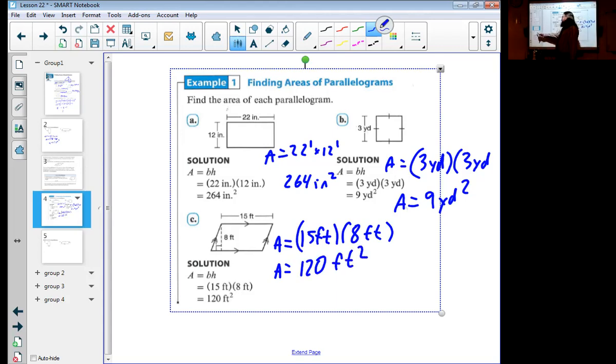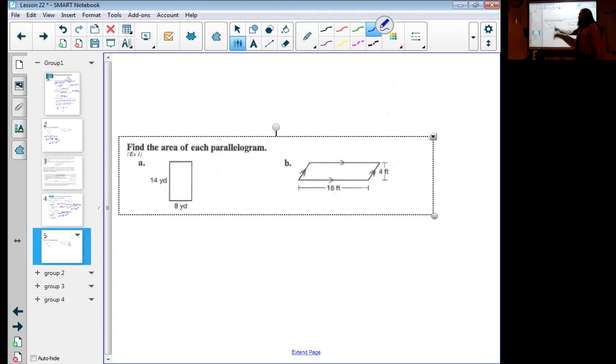So now going back to our questions from before, we already did A, so we don't need to worry about that one at this point. But B, we now know that the base is 16 and the height is 4. So on any papers you're going to be doing for this unit, and any time it says to find the area, you can just write A equals BH.